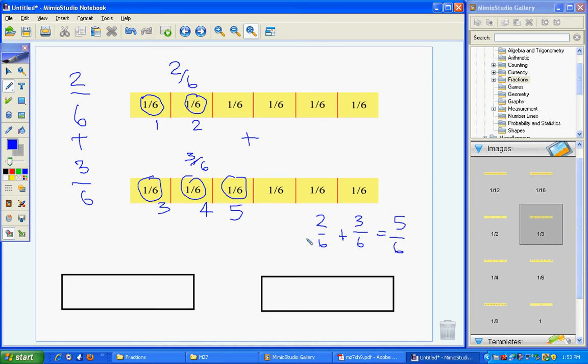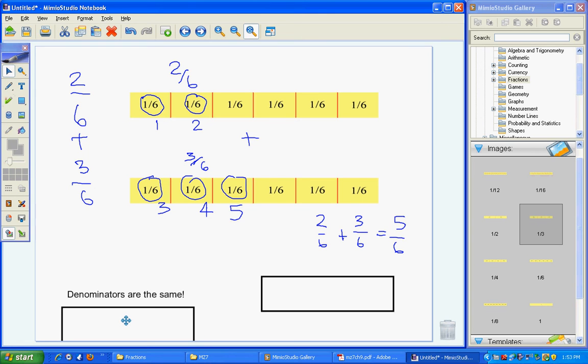Now, what we want to do is pay a bit of attention to what we've got here. When we've got 2/6 and 3/6, what we've got is the 6 in the denominator being the same. And that's one of the important parts of this, is that we've got to look and say our denominators have got to be the same when we're doing addition of fractions. So we've got all 6 here, so it's not a problem. We don't have to do any other work to start off with.